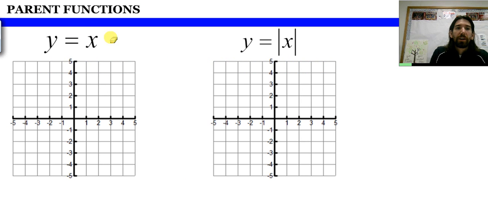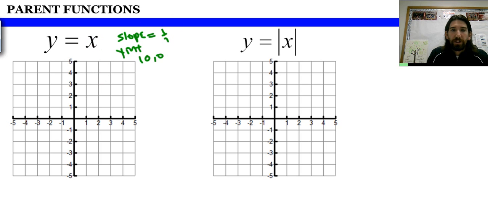Before we do that, I want to focus on the parent function, the linear, something to relate back to. If you recall, there are two important things. One was the slope, and one was the y-intercept. The slope of the parent function was 1 over 1, and the y-intercept was (0, 0). So we went (0, 0), and then we went up 1 over 1, up 1 forward 1, and then we went down 1 backwards 1, and you had a nice line. That was the parent function of a line.